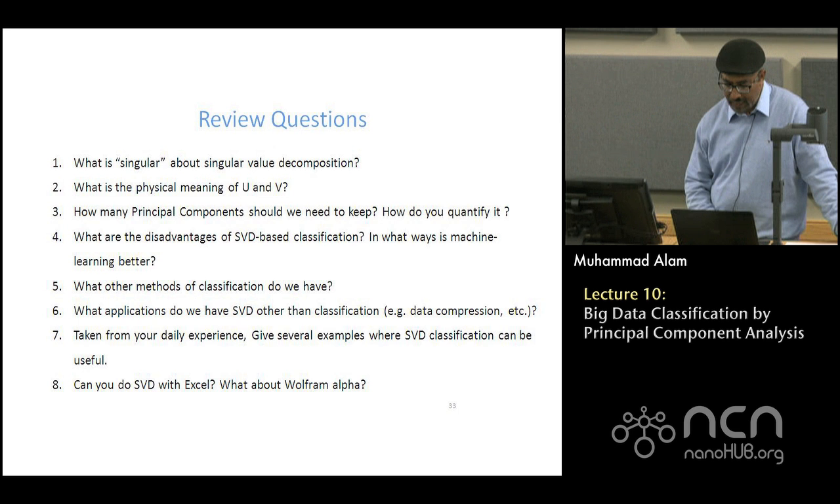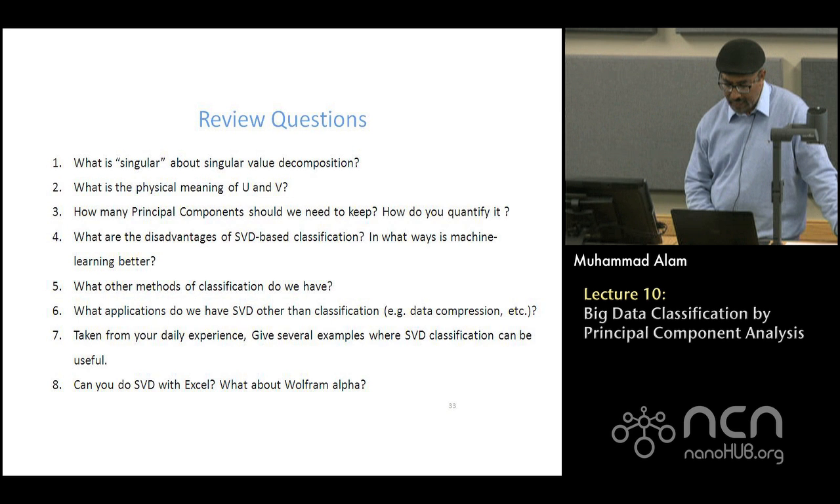What is the next one? Physical meaning of U and V. V is used to do what? Rotating the matrix, right? Remember the cosine theta and all. And U is used to do what? The projection of the matrix. All right.